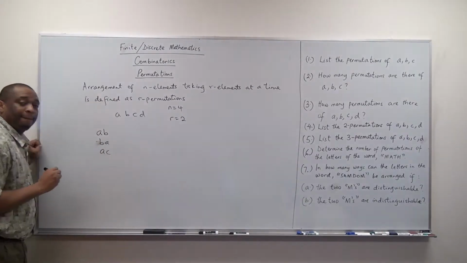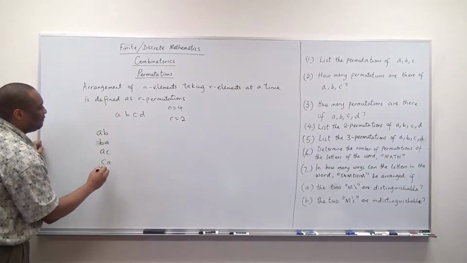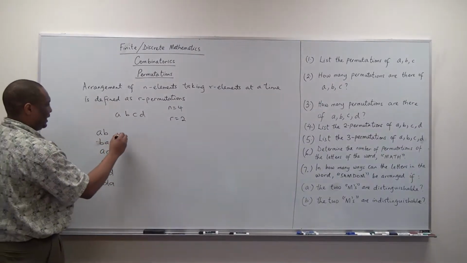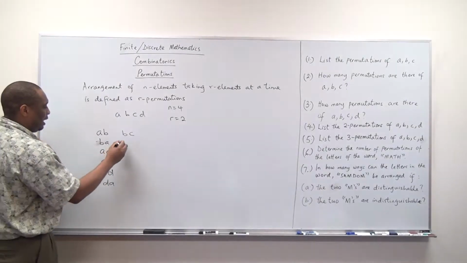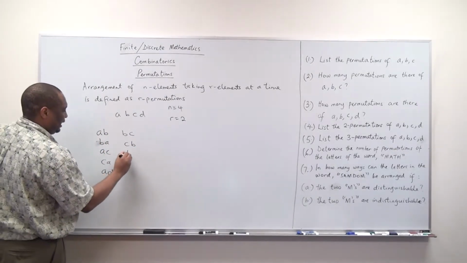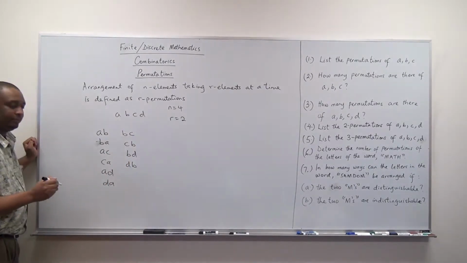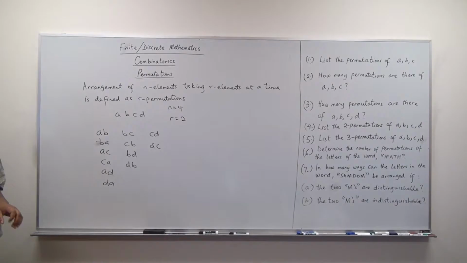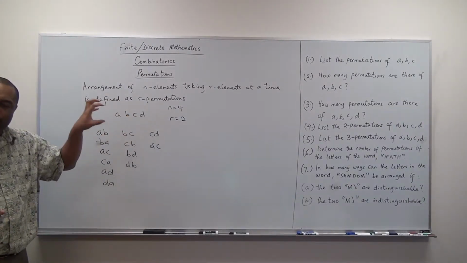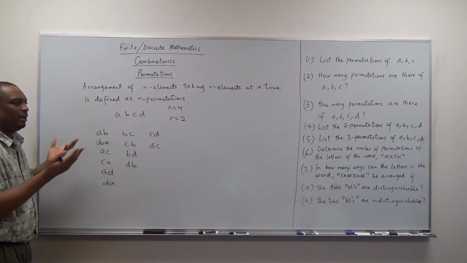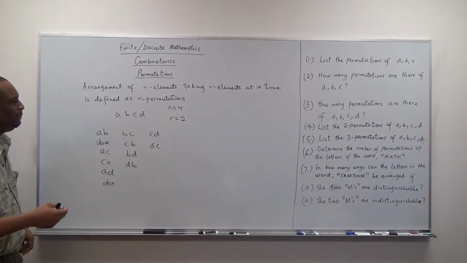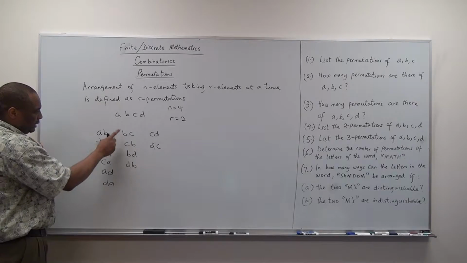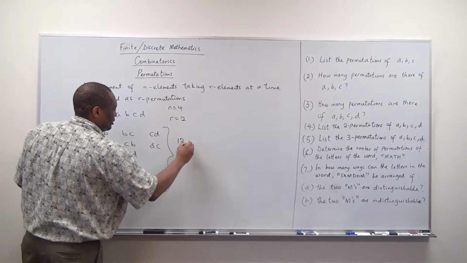Then we can also have AC, and we have CA. Then we can have AD, and we have DA. Then we can have BC, which we've not talked about, and we have CB. Then we can have BD, and we have DB. Then we can have CD, and we have DC. So this is 4 objects taking 2 at a time. These are the 2 permutations of A, B, C, D, question number 4 that I'm answering now. But how many are they? 1, 2, 3, 4, 5, 6, 7, 8, 9, 10, 11, 12. So these are 12 permutations.